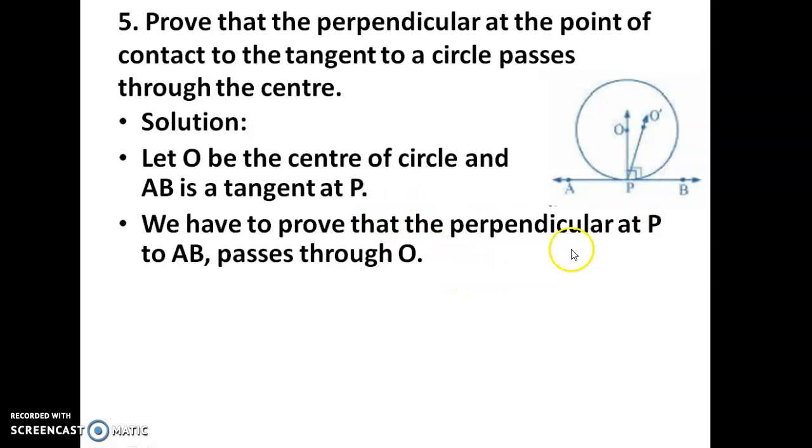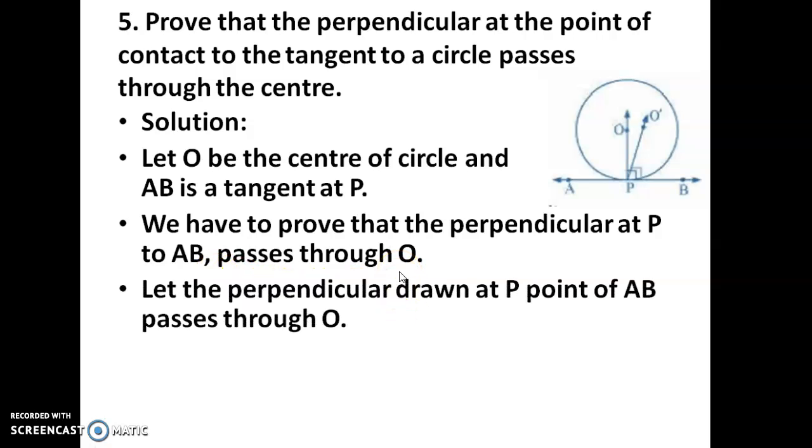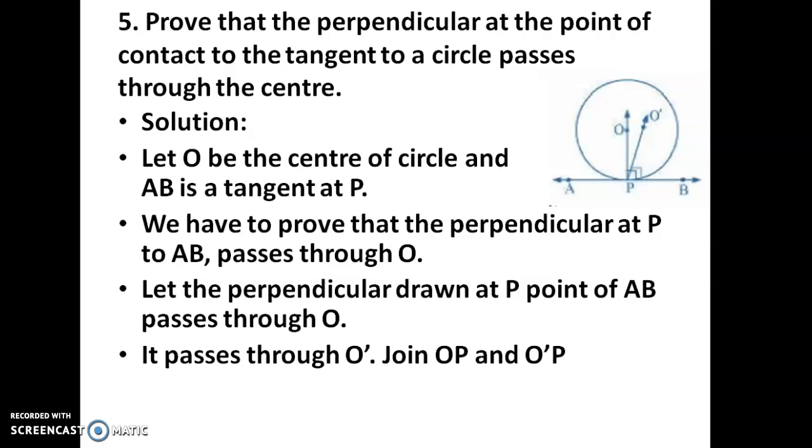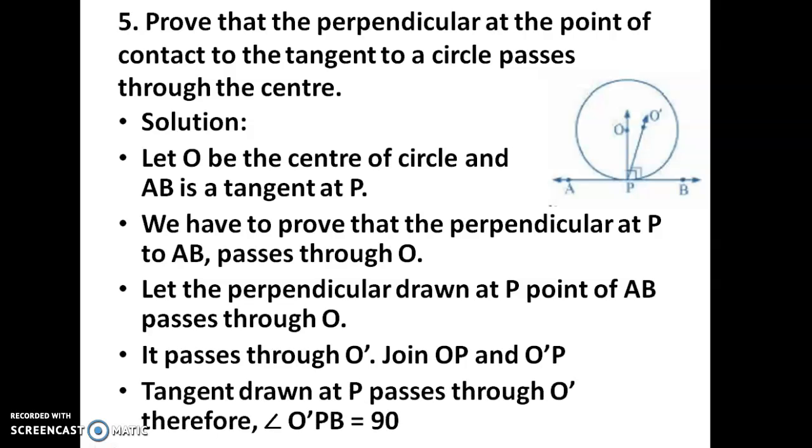So we have to prove that the perpendicular at P to AB passes through O. That is what we have to prove now. Let the perpendicular drawn at point P of AB pass through O dash. Join OP and O dash P. So OP is the perpendicular, and O dash P is the new line which we have found, and we are going to join it to P.